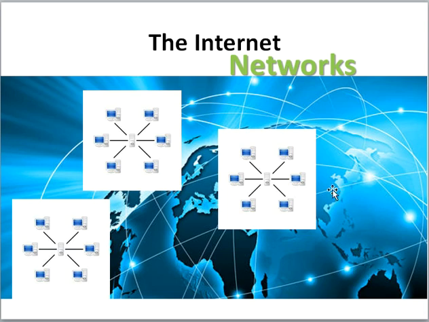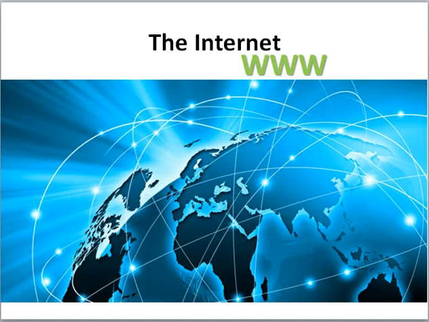And all of these networks can be connected. So if all the networks are connected, and this happens over the world, the internet is a network of networks. The internet is many computers connected to each other. Now, the World Wide Web, WWW, it's a part and the most popular part of the internet.